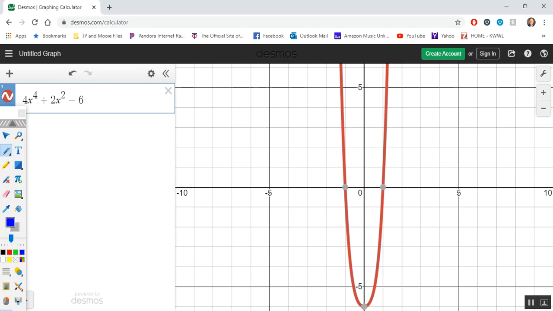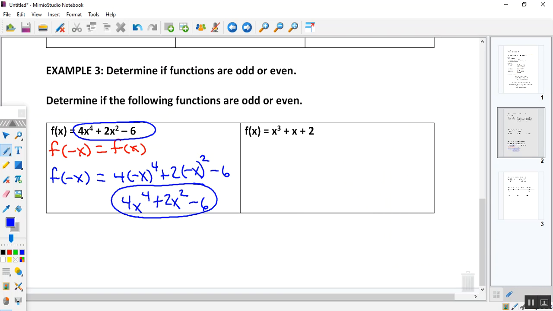We want to know if this function's odd or even right here. Guys, what degree is this function over here on the right? Third degree, so we probably better check to see if it's odd. I'm saying odd because the leading degree up here is 3. Take a look back on the first page of your notes. Definition of odd. What do we need to show? F of negative x is equal to negative f of x.